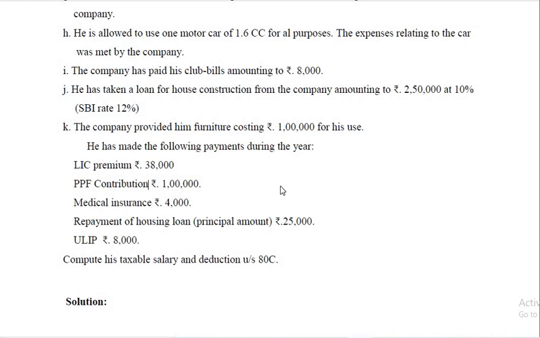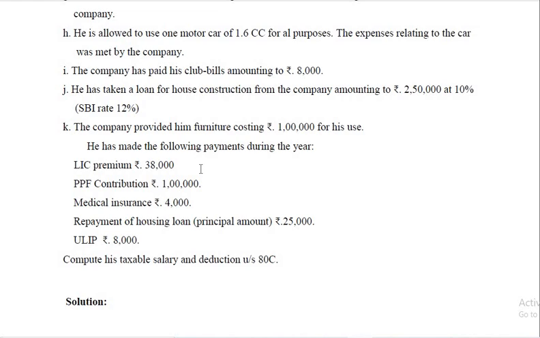He has made the following payments during the year. LIC premium. So that is qualified. So here what you have to do is compute the taxable salary and also the deduction under 80C. These details are for computing deduction under 80C. LIC premium. Here the sum assured is not given. If the sum assured is given, 10% of sum assured is the maximum qualified amount for 80C. But here nothing is given, therefore the entire amount is taken as qualified amount. PPF contribution 1 lakh. So the entire 1 lakh is qualified. Up to 1 lakh 50,000 it is qualified.